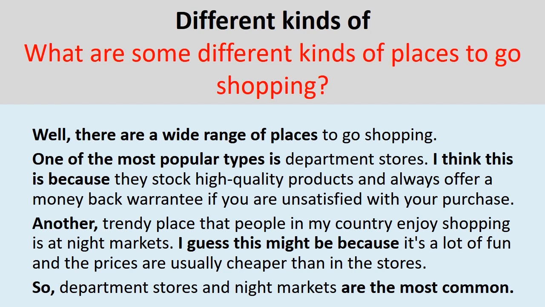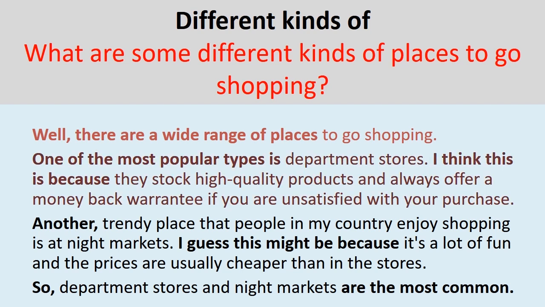Let's look at a sample question so we can see how to apply our burger to real questions. We're starting with our first question type, which asks about different kinds of. This is often the first question in your part 3. The question is, what are some different kinds of places to go shopping? We can start with an introduction that paraphrases key words from our question. Well, there are a wide range of places to go shopping.